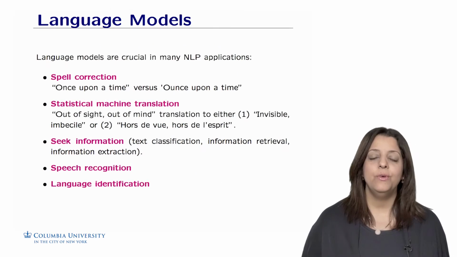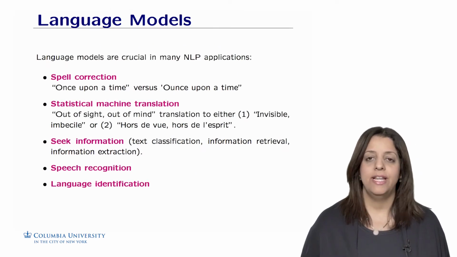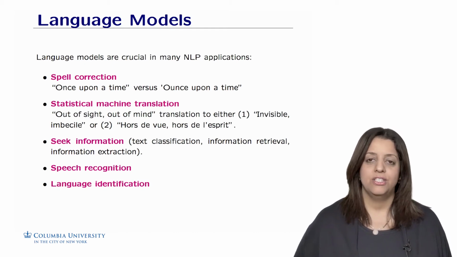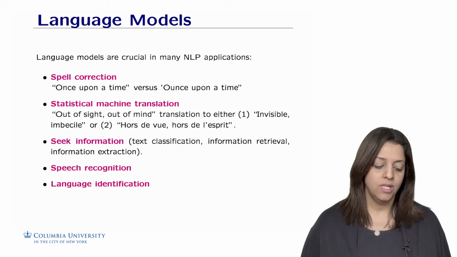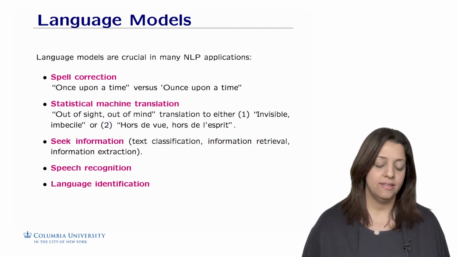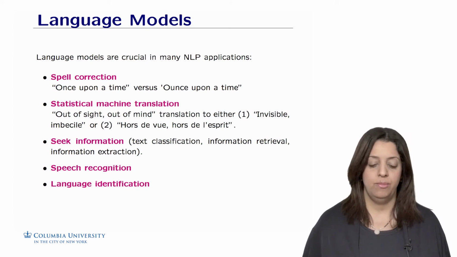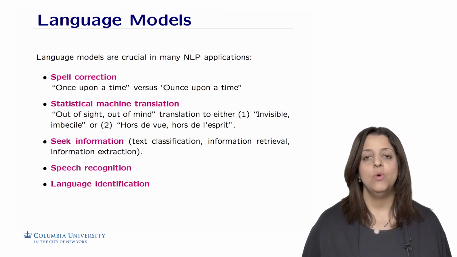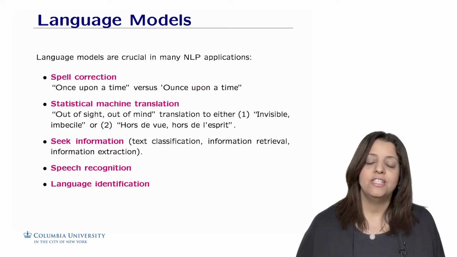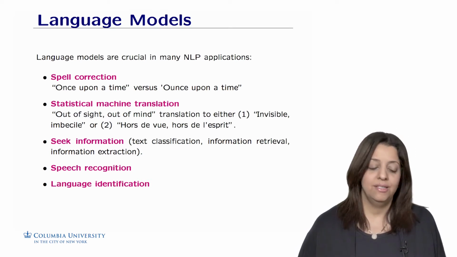Language models are crucial in many natural language processing applications, and these include spell correction. For example, given the sentence "once upon a time" versus a misspelled version, given a large corpus of text, we will build a language model based on this text, and we hope that the probability of the correct "once upon a time" would be much higher than the probability of the misspelled one, which will help check the spelling in text. Statistical machine translation uses language models par excellence.